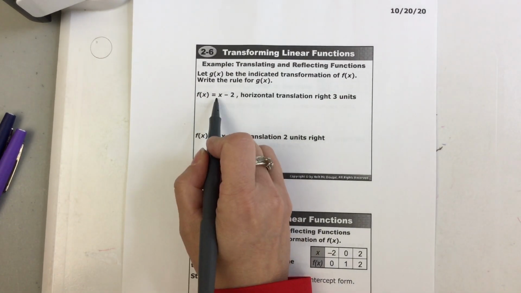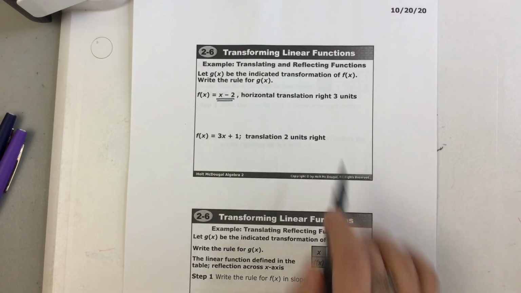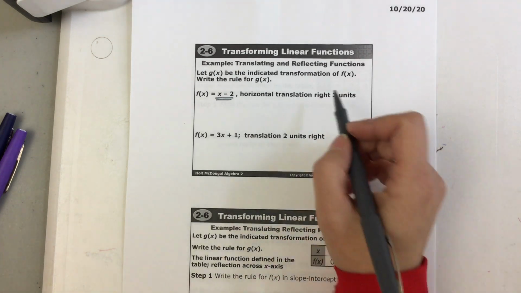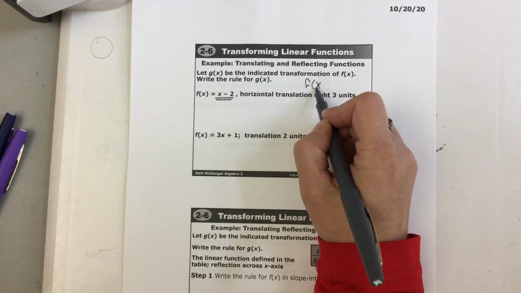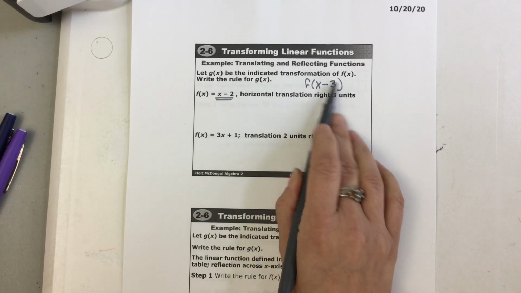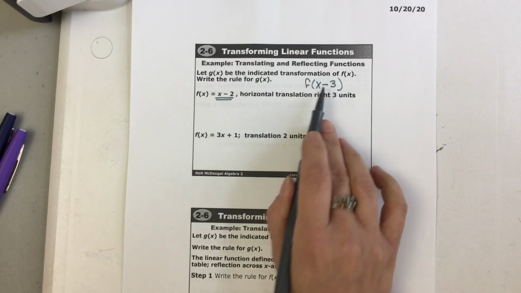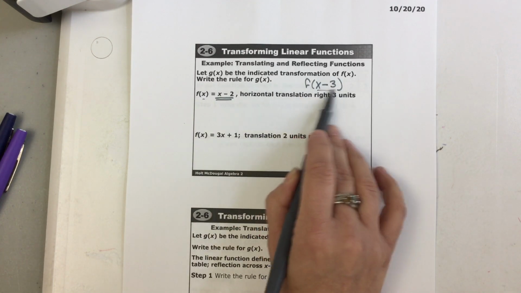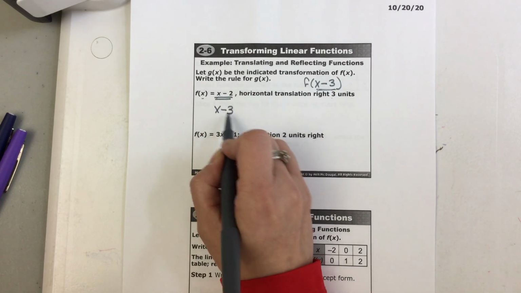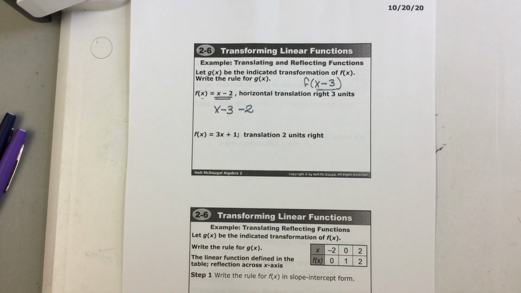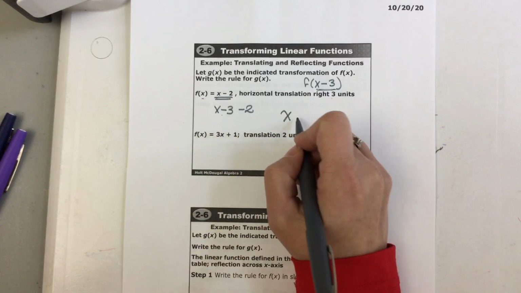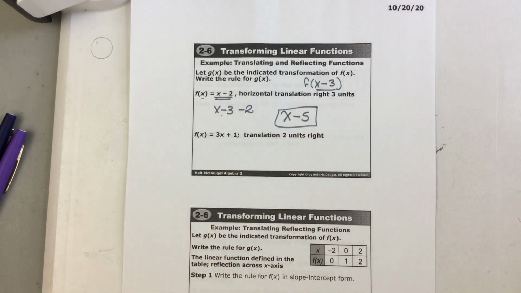If f of x is x minus 2, and I want to do a horizontal translation to the right 3 units, what happens? Remember, it's f of x minus. If I want to go to the right 3, I will fill a 3 in. So this is the rule. What this means is where I have an x, I have to change it to x minus 3. So here's an x. X minus 3 goes in its location, minus 2. Now I can go ahead and combine like terms, so I'd have x, negative 3 minus 2 more is negative 5, and you're done.